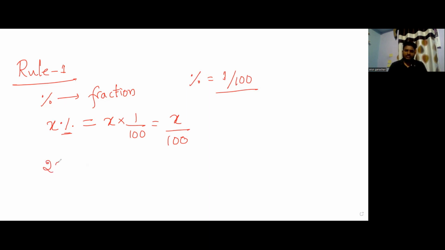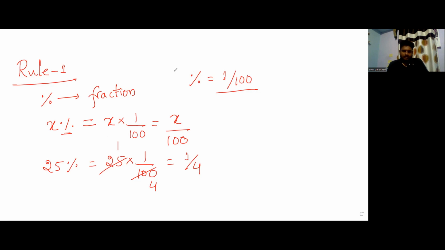So if I wanted to calculate for 25%, this will be 25 into 1 by 100. 25 ones are 25, 25 fours are 100. So my 25% is nothing but 1 by 4. Getting this? We are starting with a very simple basic example. So rule number 1 tells us how we convert our percentage into a fraction. Okay, let's move on from here. Can we move further?